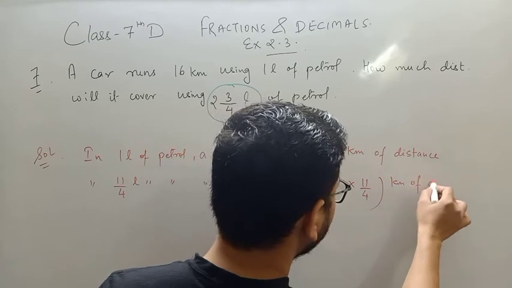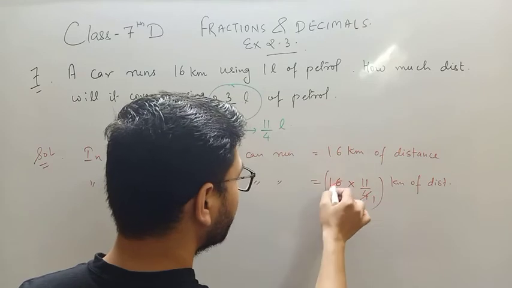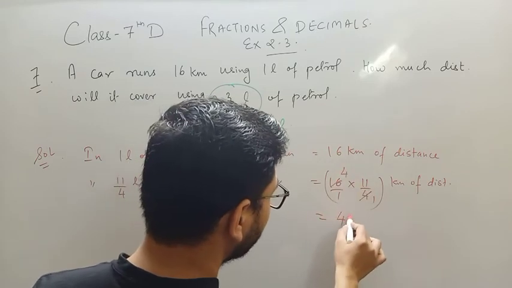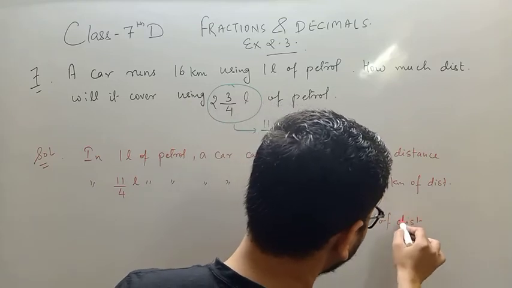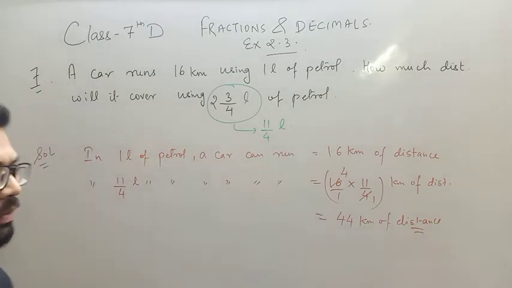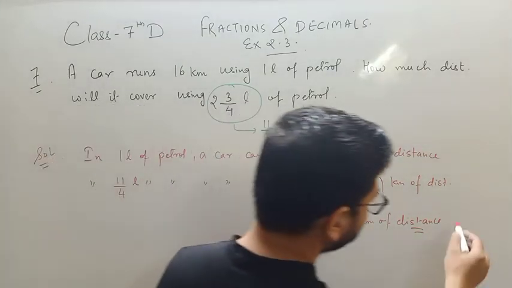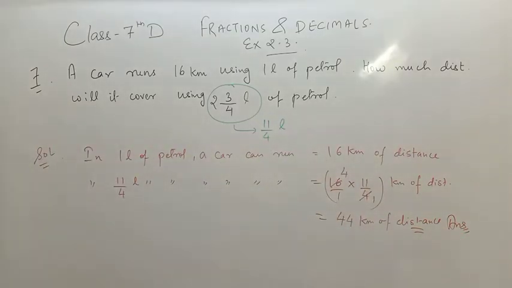kilometers of distance. Now you can write 4 1s are 4, 4 4s are 16, that means 44 kilometers of distance is covered by that car into 3/4 liters of petrol. So this is your answer.